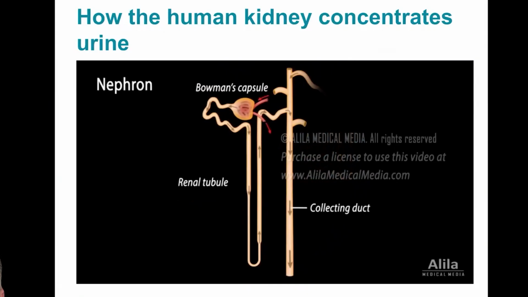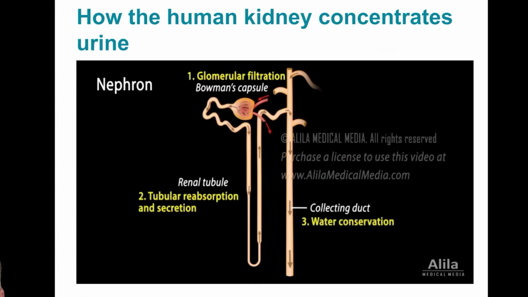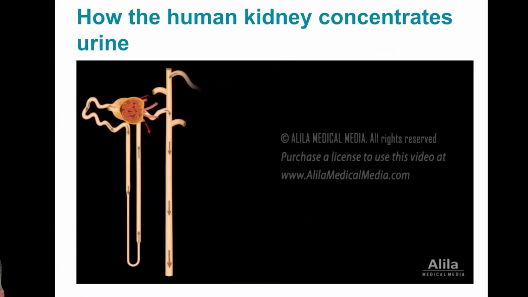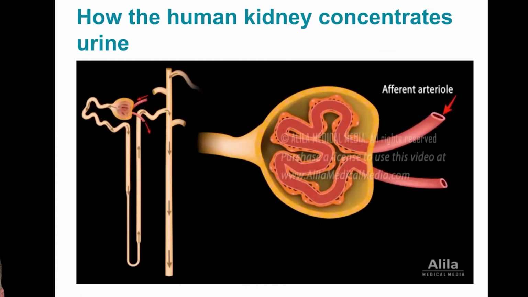There are 3 steps in the formation of urine: glomerular filtration, tubular reabsorption and secretion, and water conservation. Blood enters the Bowman's capsule via the afferent arteriole, passes through a ball of capillaries called the glomerulus, then leaves via the efferent arteriole. The afferent arteriole is significantly larger than the efferent arteriole, creating a blood flow with a large inlet and small outlet. As a result, the blood hydrostatic pressure in these capillaries is much higher than usual.